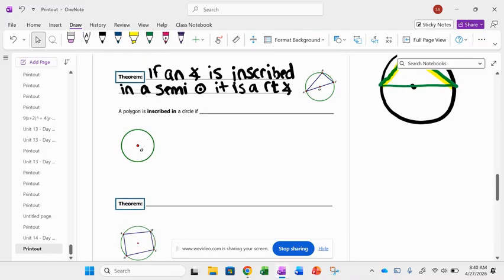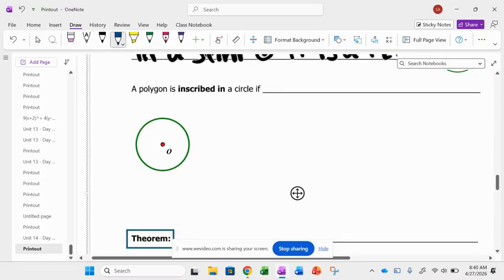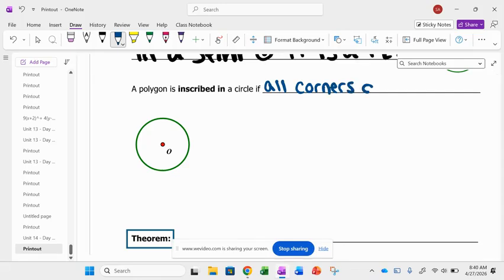All right, next thing. A polygon is considered inscribed in a circle if all corners are on the rim of the circle. So what does that mean?